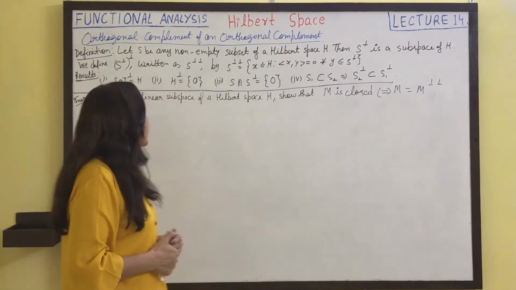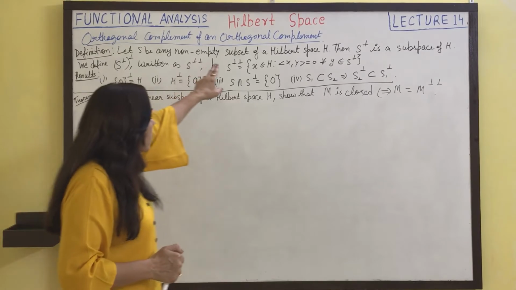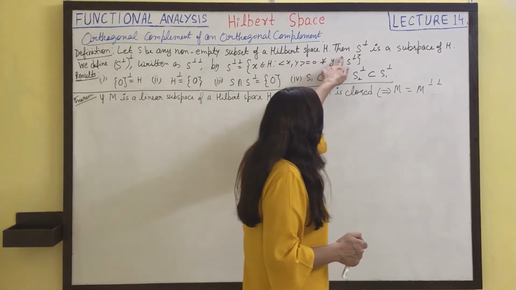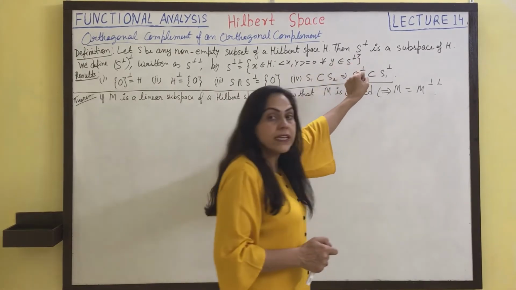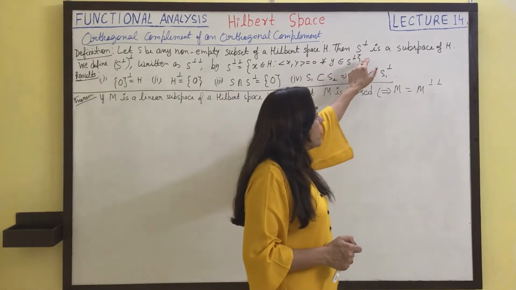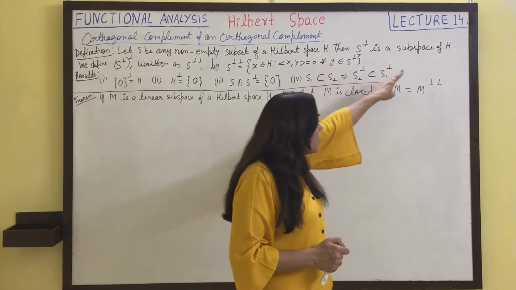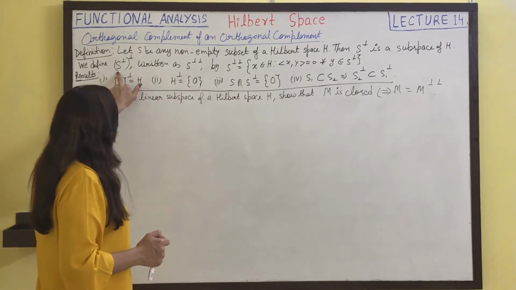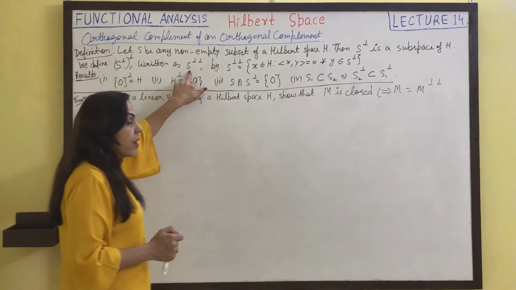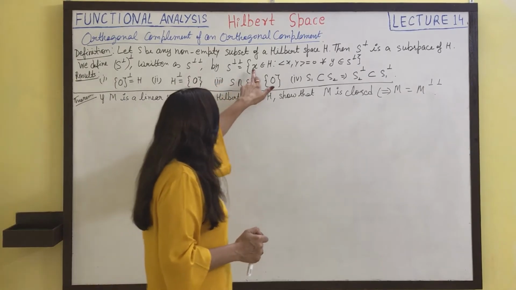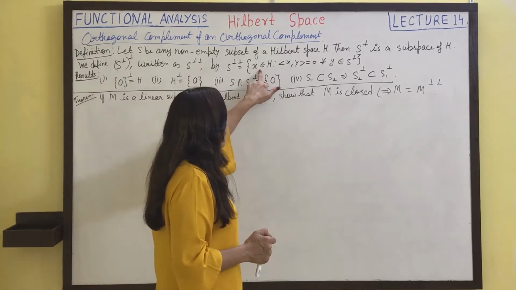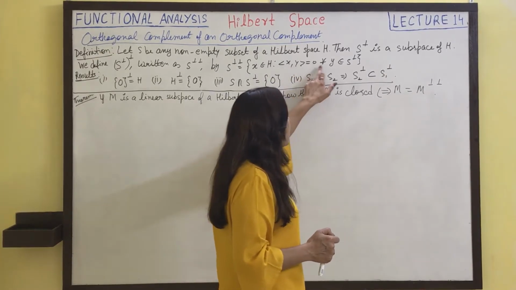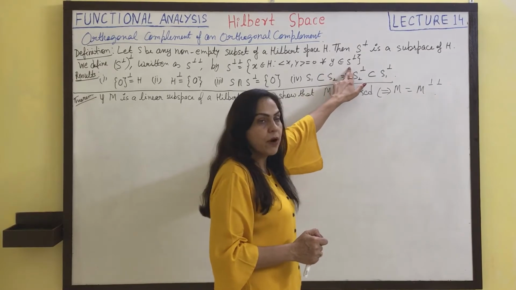Hello everyone. Let's define orthogonal complement of an orthogonal complement. Let S be any non-empty subset of a Hilbert space H, then orthogonal complement of S, or we can say S perp (perp is the abbreviation for perpendicular), is a subspace of H. We define the orthogonal complement of S, written as S perp, as the set containing the vectors x of H such that inner product of x comma y is equal to 0 for every y in S.